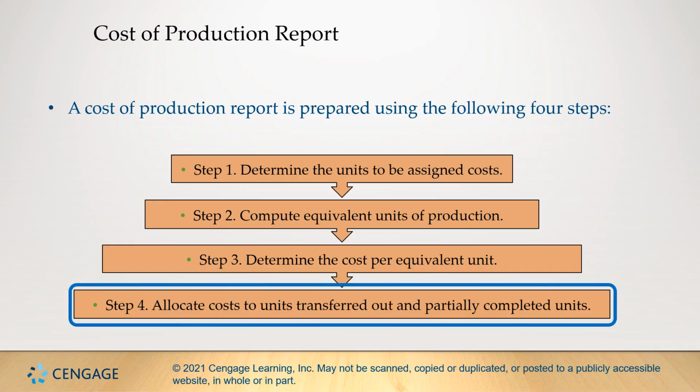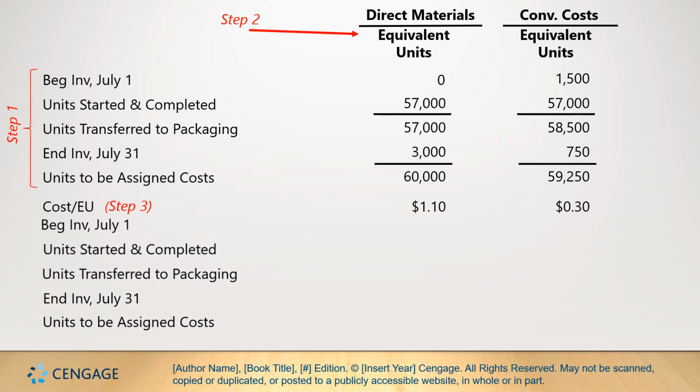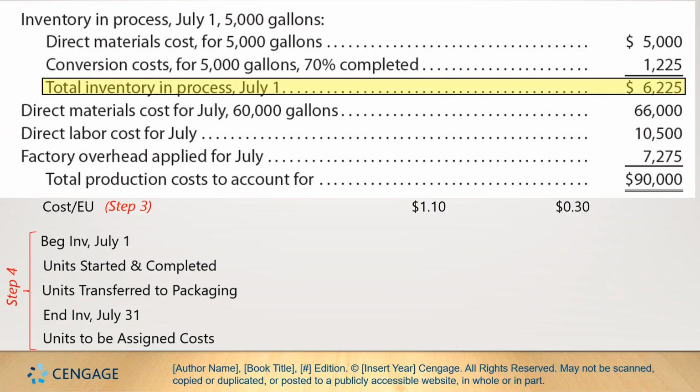Step 4. Allocate cost to units transferred out and partially completed units. Remember that our equivalent units are in gallons, and we need to convert them into dollars. We can do so by multiplying each of those equivalent unit items by their cost per EU. The end result is we'll know the dollar values for our finished beginning inventory, inventory started and completed, inventory transferred out, and ending inventory. We began the month with $6,225. That's our first amount on the beginning inventory row.